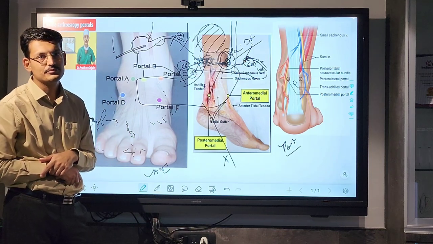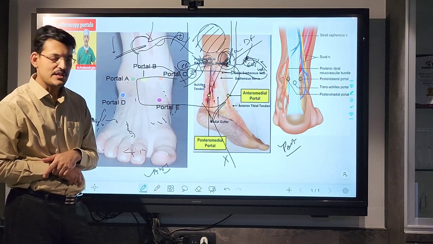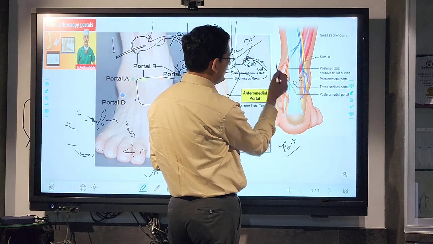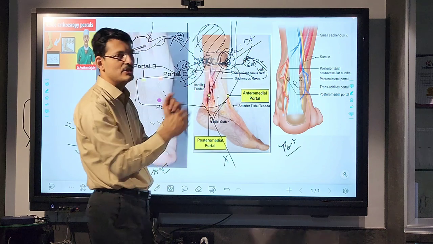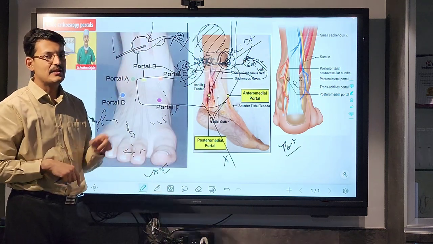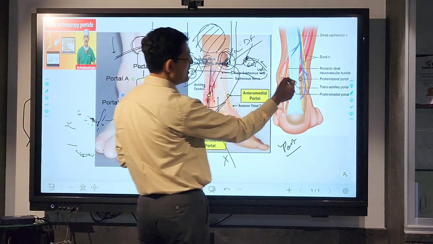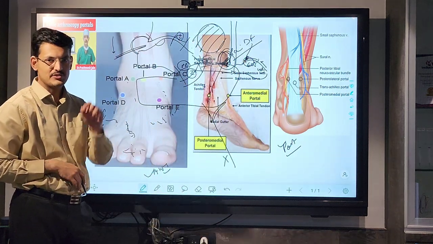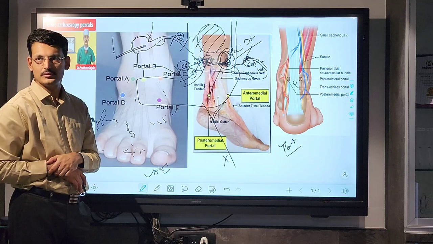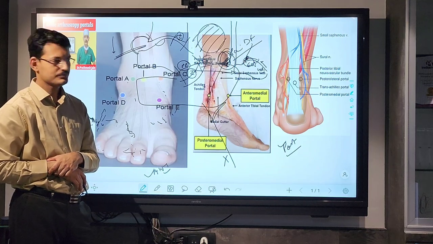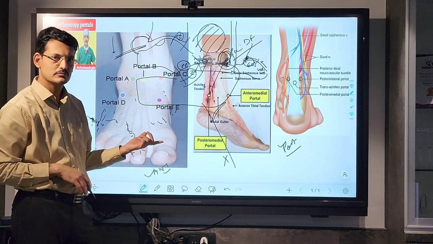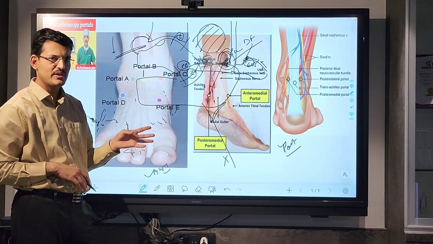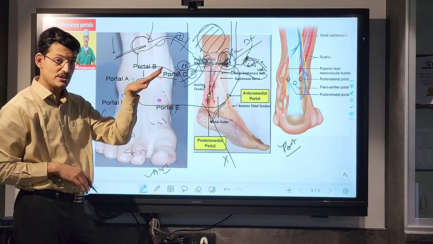The posterior portal will be just hugging the margin of the tendon. Yes, the posterior portal is just like this. Posteromedial and posterolateral portal, just adjacent to your Achilles tendon. And as I told you, this portal will be exactly in line with the second toe. The first portal which you make is the lateral one. You can make lateral or medial. I usually make the lateral one. And then from the medial side you insert your shaver.